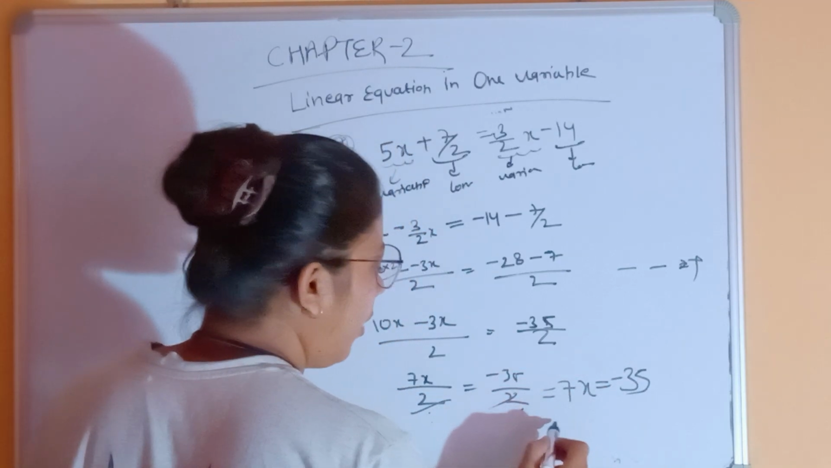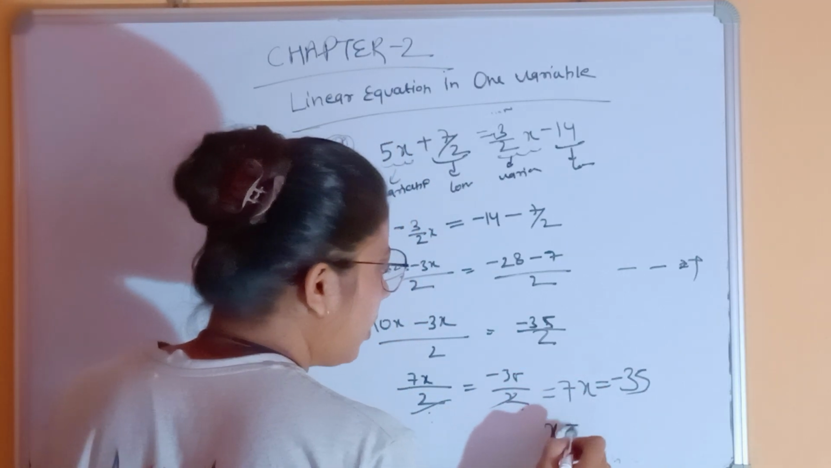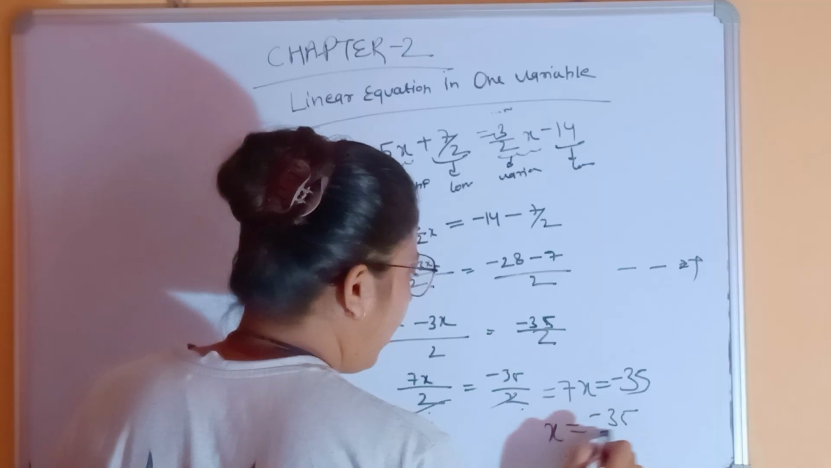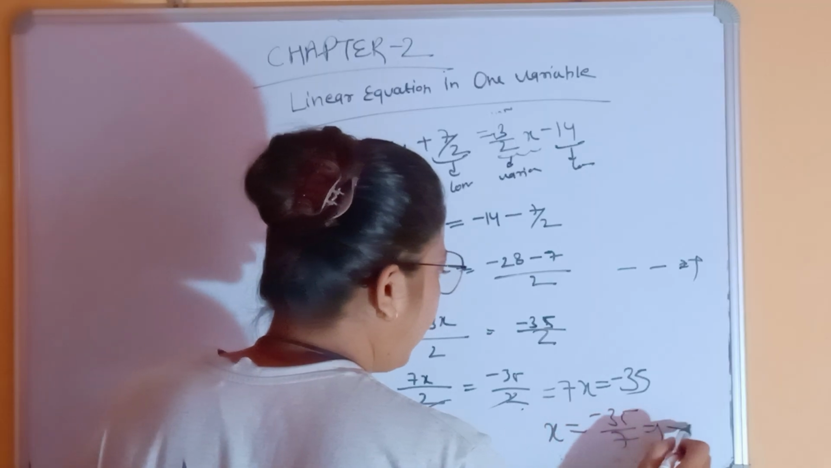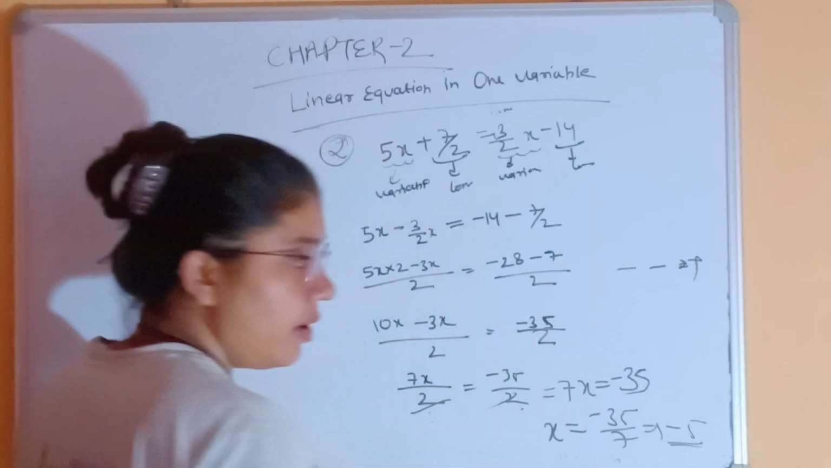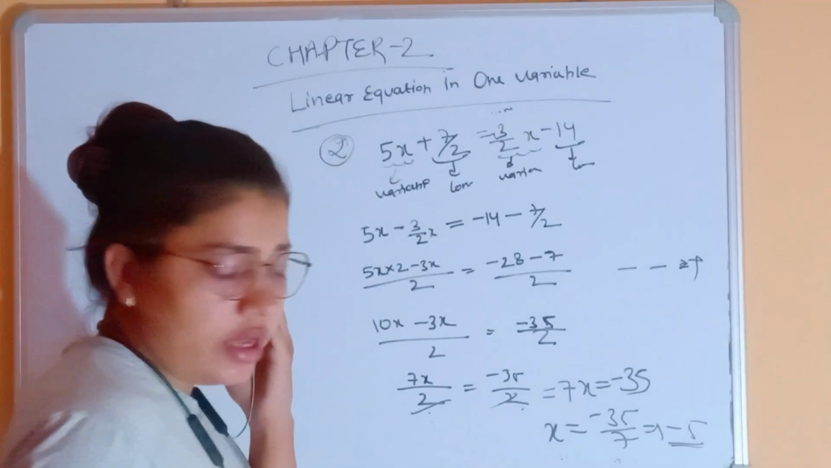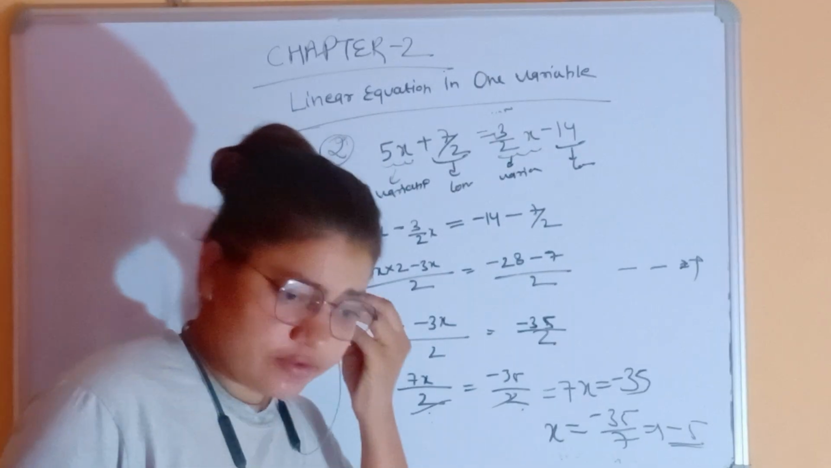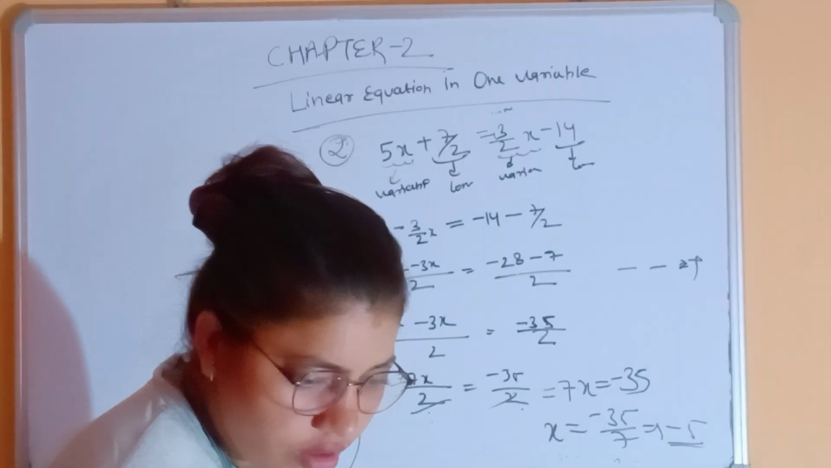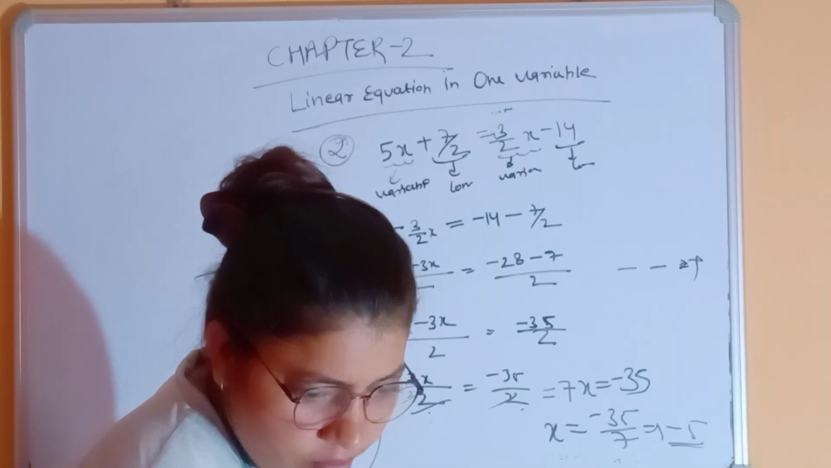So how do we find the value of x? x is equal to minus 35 divided by 7, that is minus 5. What is the value of x? Minus 5. So here the value of x is equal to minus 5. So yes, x is equal to minus 5.